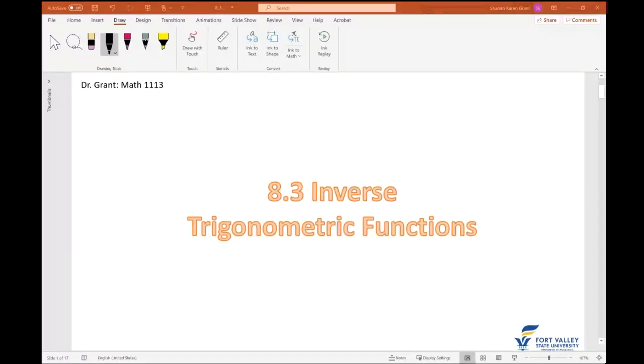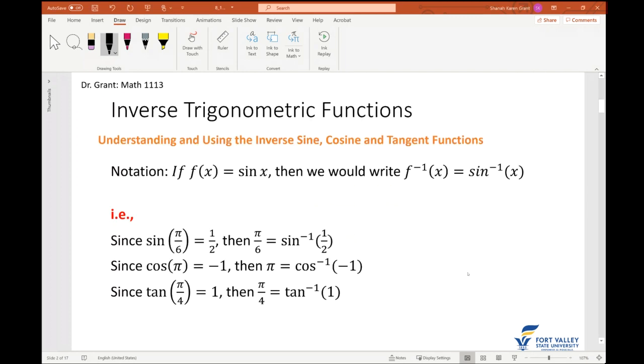Hello everyone. So in this lecture, we're going to discuss section 8.3 that's looking at inverse trigonometric functions. When we talk about the inverse, recall that we use this notation f raised to the negative 1 power. For instance, if you have f of x equals sine of x, then f inverse of x is going to be written as sine inverse of x.